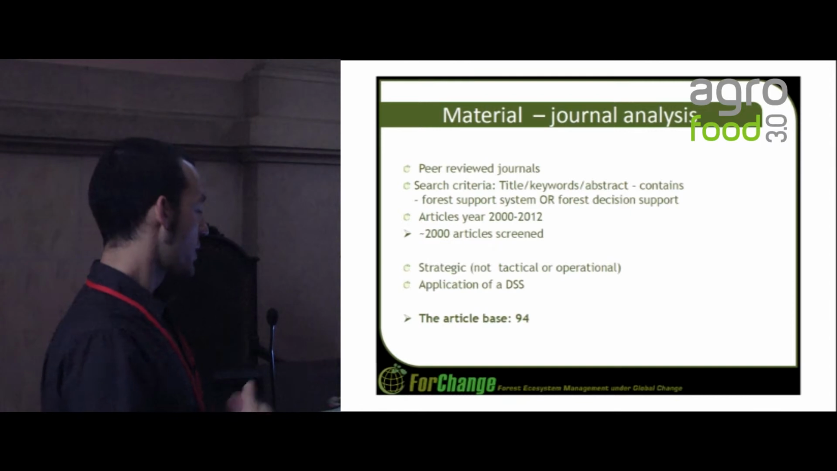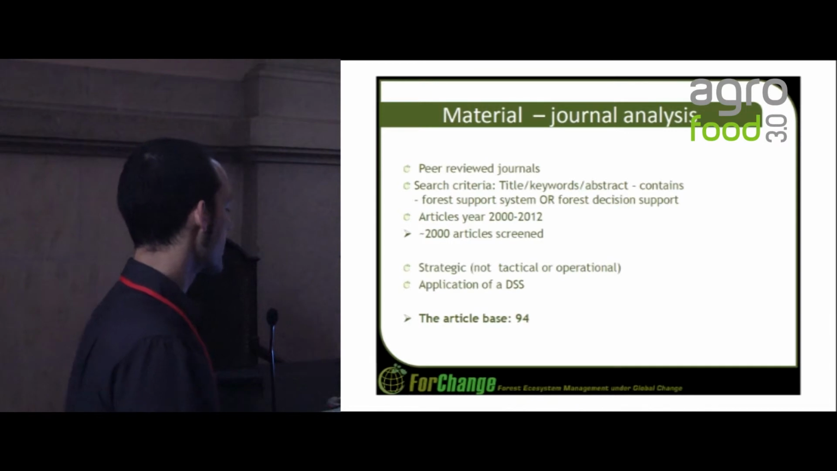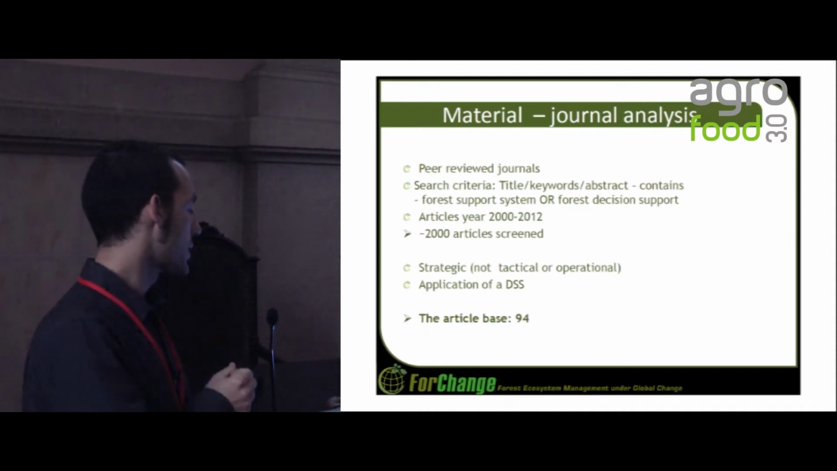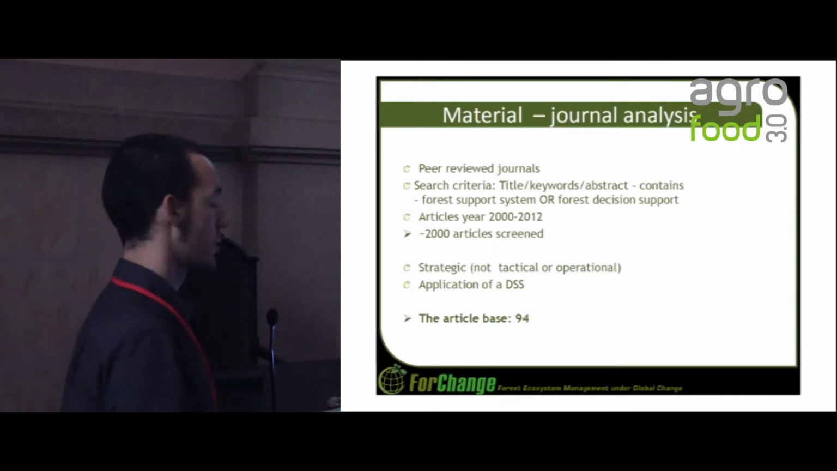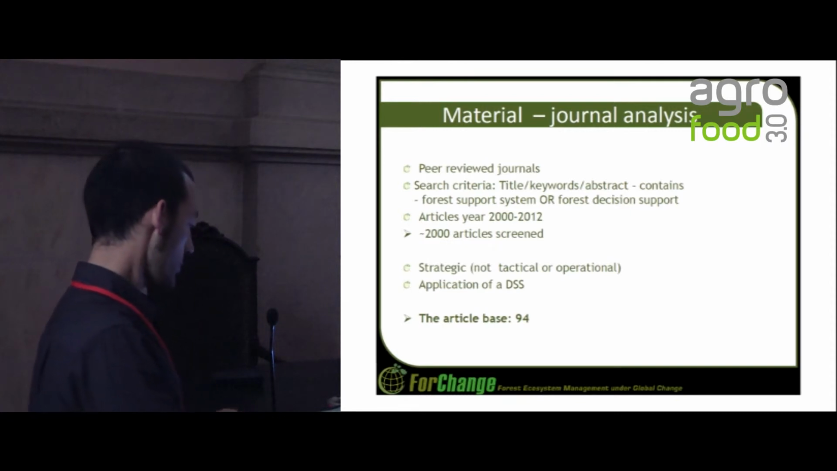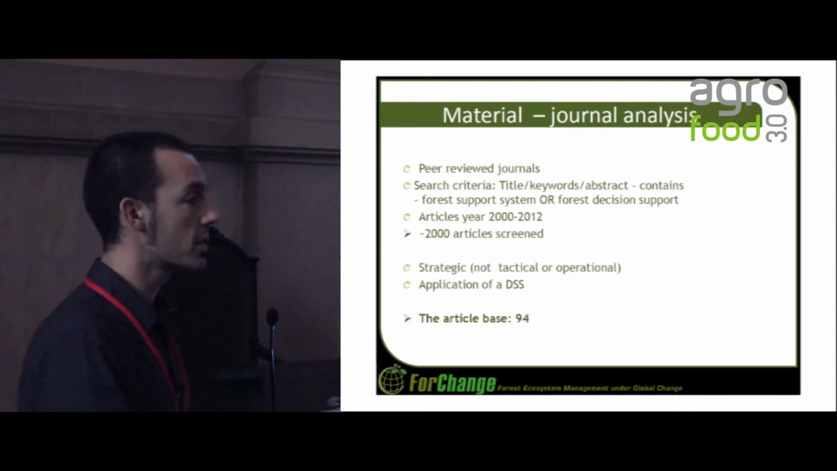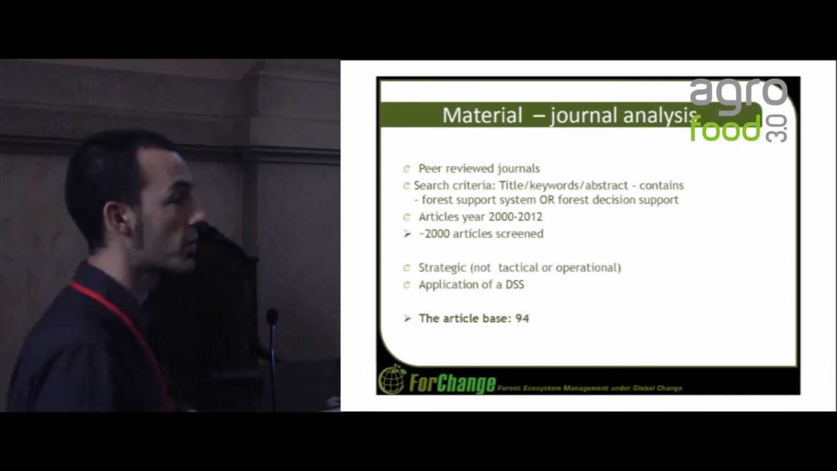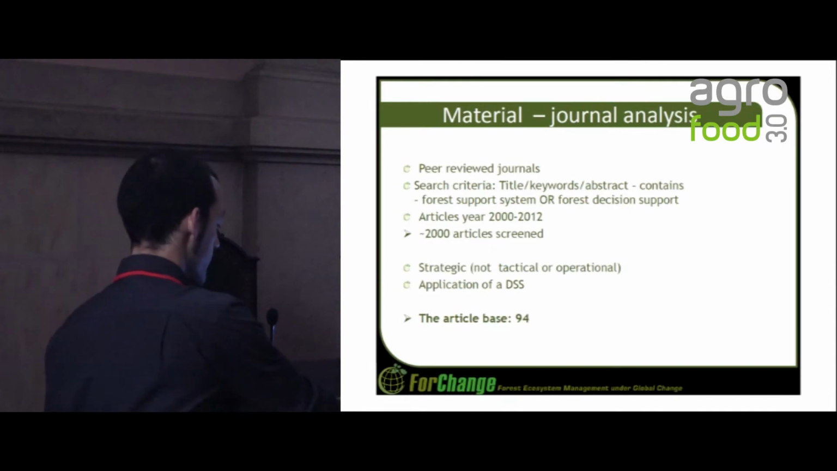So basically we proceeded to do the search, and we used some keywords. In this case, we used the keyword "forest support system" or "forest decision support system." After doing this search, we got more or less 2,000 articles, and we focused our search on the last 12 years, from 2000 to 2012. So we got 2,000 articles.